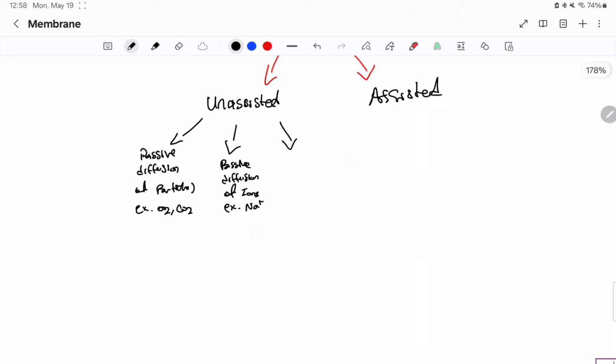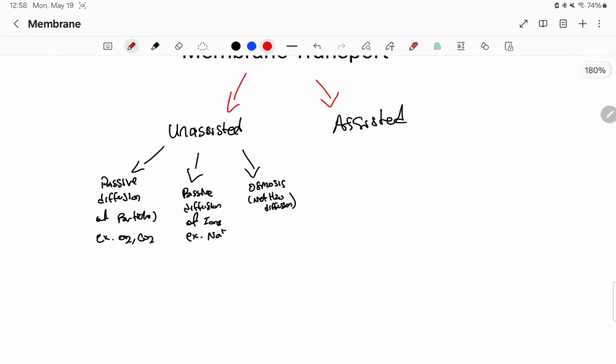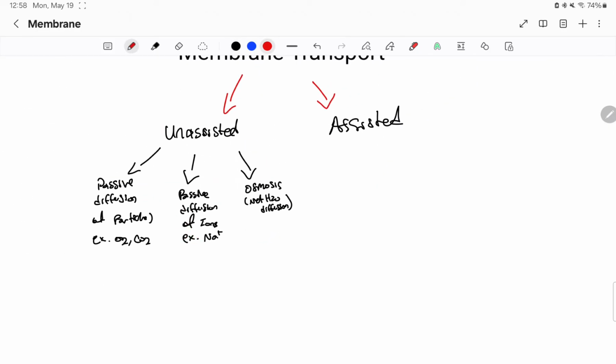The last kind of unassisted membrane transport is osmosis, and we'll talk about this in more detail in the next slide, but osmosis refers to the net diffusion of water. So net water diffusion. And I have to mention that all three of these require no ATP. So with these, no ATP is needed.